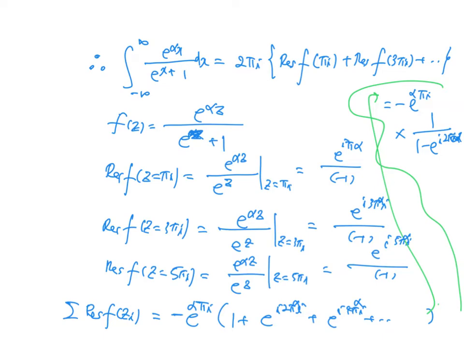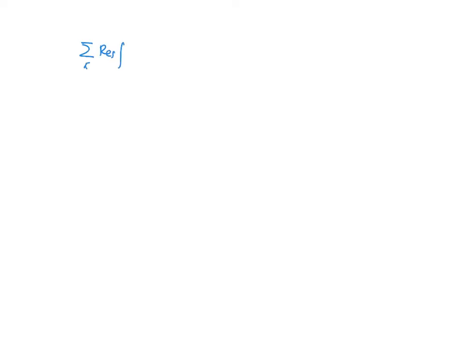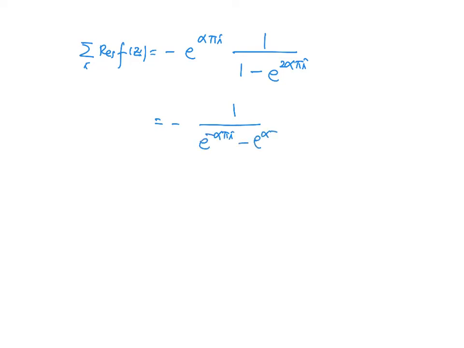And now we also have another expression for the sum of the residues: minus e^(απi) times 1 over (1 minus e^(2απi)), right? So this is minus 1 over (e^(-απi) minus e^(απi)). And this can be put into e^(απi) minus e^(-απi). So this value is actually 2i times sine of απ, right?